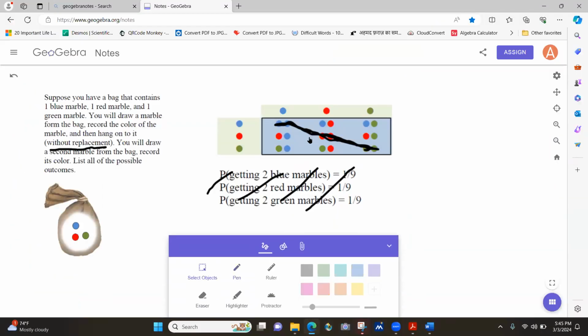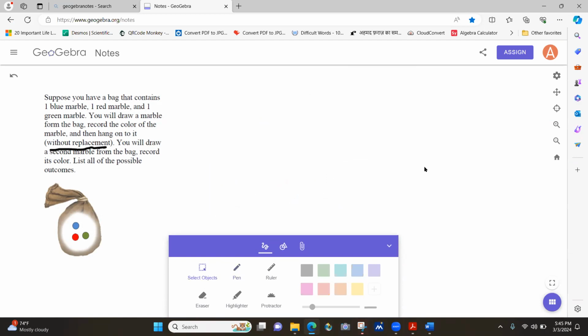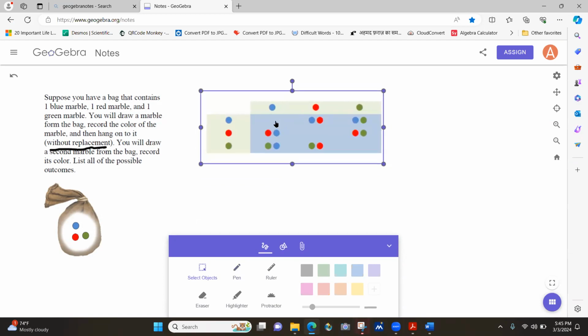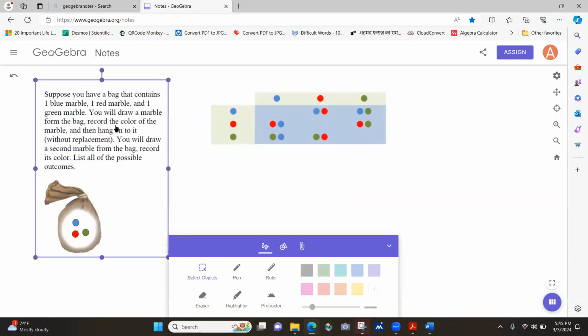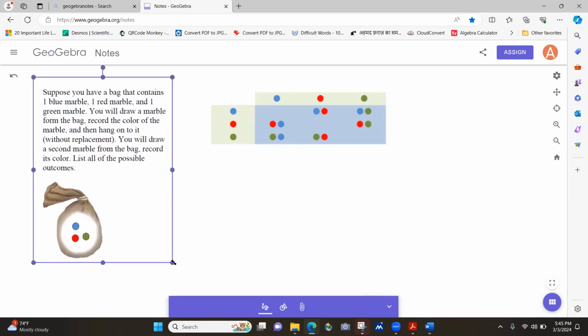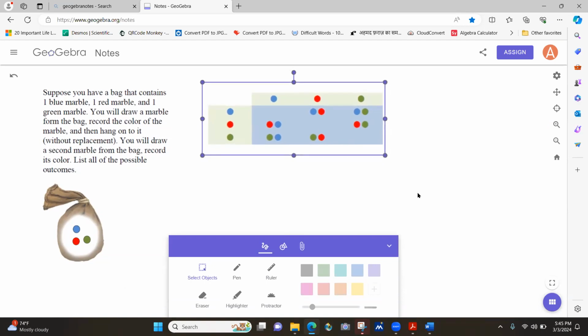So really, once you remove that diagonal, very carefully, blue can never be paired up with blue, red can never be paired up with red, green can never be paired up with green, because the marbles were not put back. So your sample space now has only 6 points: 1, 2, 3, 4, 5, 6. Six points.